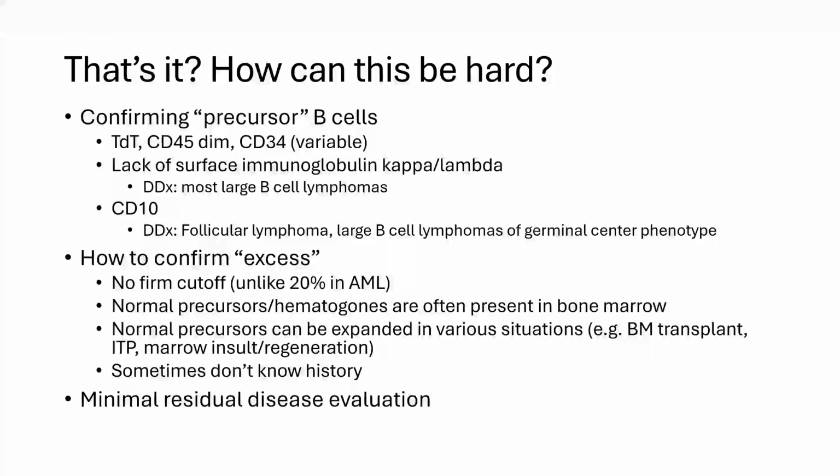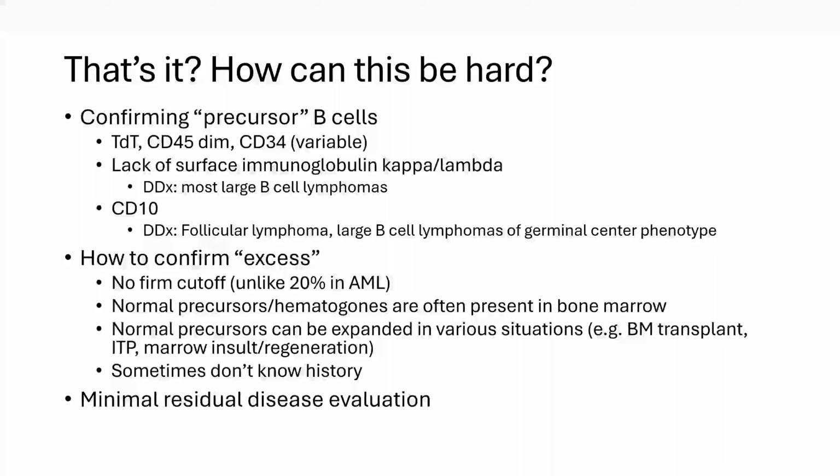So that's it for precursor B ALLs. How can it be difficult? Actually, the more difficult portion is confirming the precursor B cells. They typically express TdT, CD45 dim, and they can have CD34 expression, but that is variable. Precursor B cells often lack surface immunoglobulin kappa lambda. However, that by itself is not a diagnostic feature because other large cell lymphomas also lack surface immunoglobulin.